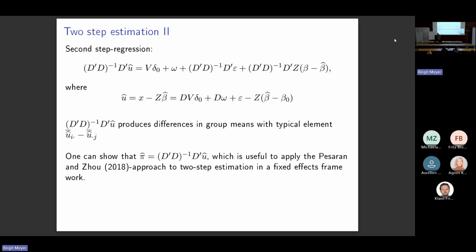Okay? And if you look at the algebra, you see in the end that this u hat is exactly the p hat that we do. Okay, you can check the first order conditions, then you find out. And what they produce is difference between group means. That is what they do. Okay, not that important. Important is this is p hat. And then you see it depends on the true parameter, the omega, that's the x, the epsilon, and here the estimated parameter comes in.